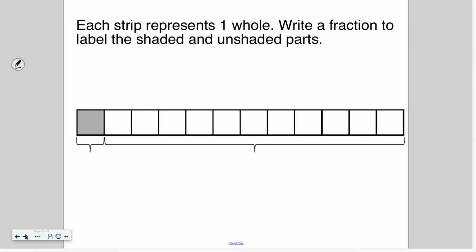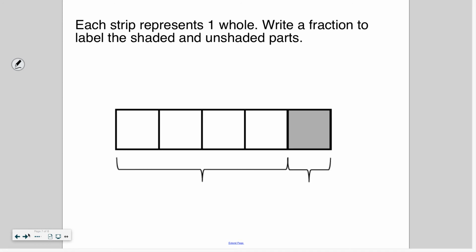Let's try something else. Each strip represents one whole. Write a fraction to label the shaded and unshaded parts. So I see this is 1 out of 1, 2, 3, 4, 5, 6, 7, 8, 9, 10, 11, 12. 12 total pieces. So this is 1/12, which means that all of these are not shaded. If I have 1 out of 12, the others are 11/12, because 11 plus 1 will give me 12/12, right? And I'll count it just to be sure. 1, 2, 3, 4, 5, 6, 7, 8, 9, 10, 11. Yes, so 11/12 and 1/12.